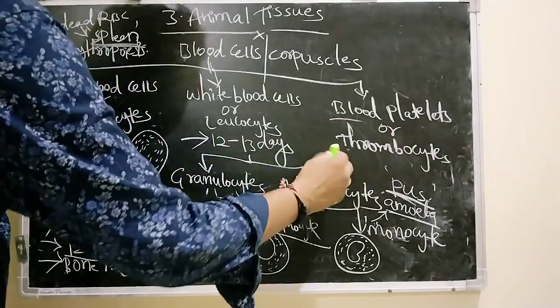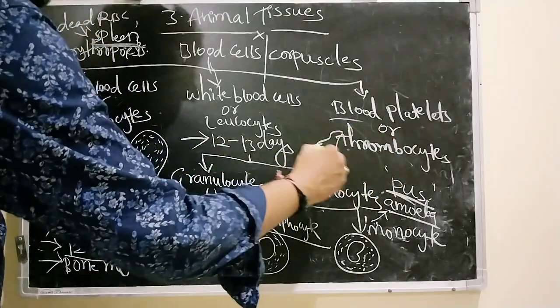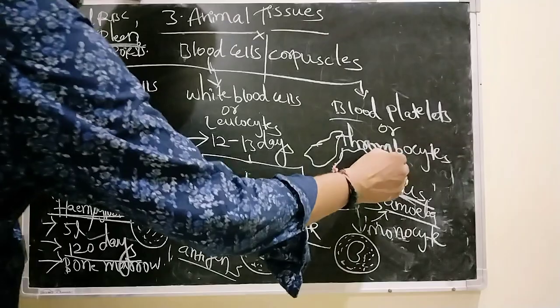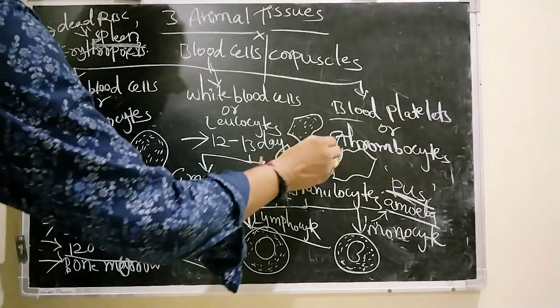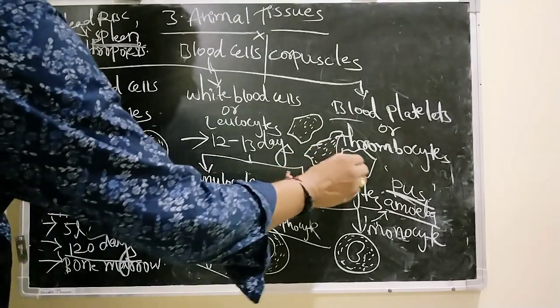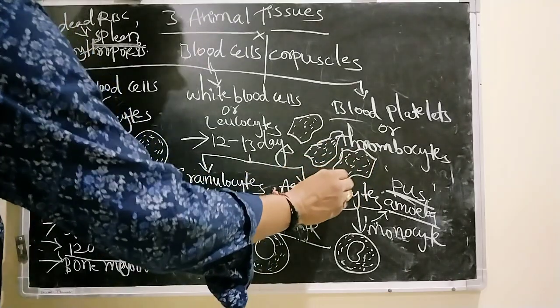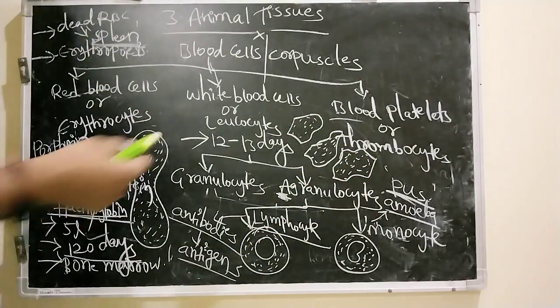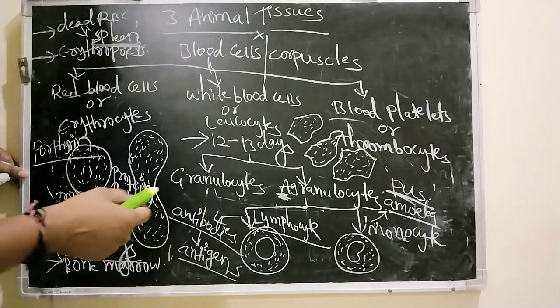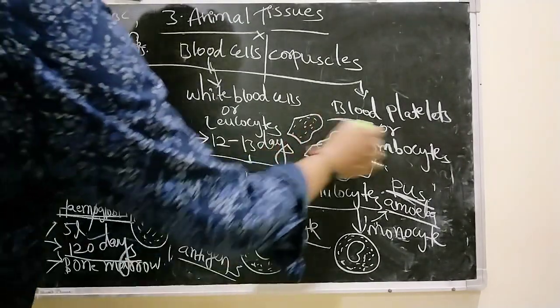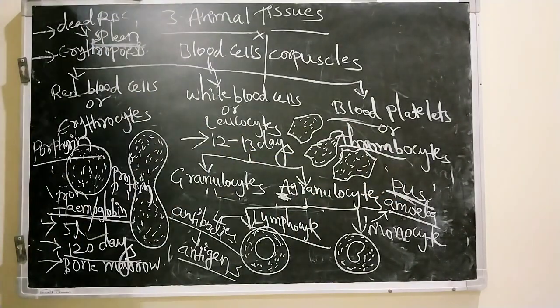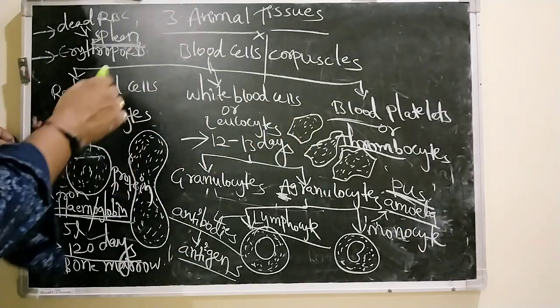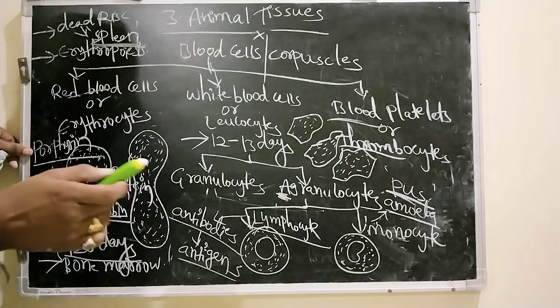And blood platelets are thrombocytes. These blood platelets and thrombocytes are also irregular in shape and they contain cytoplasm, but there is no nucleus in thrombocytes or blood platelets. The function is they help in blood clotting. Whenever an injury occurs to our body, the blood will clot within a few minutes. It is because of blood platelets or thrombocytes. So this is about the blood platelets. And blood is called fluid connective tissue of the body.